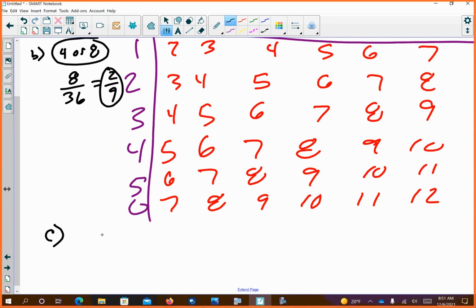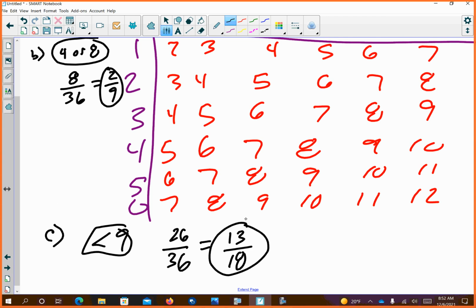Rolling a sum less than 9. Okay, so I can do this one of two ways. I can count up the 8s, the 7s, the 6s, the 5s, the 4s, the 3s, and the 2. Or I could count the outcomes that are not less than 9. So 1, 2, 3, 4, 5, 6, 7, 8, 9, 10. 10 outcomes happen to be bigger than 9. There happen to be 36 outcomes. So that's going to be 26 out of 36, which is 13 out of 18. 13 out of 18 probability of rolling that.